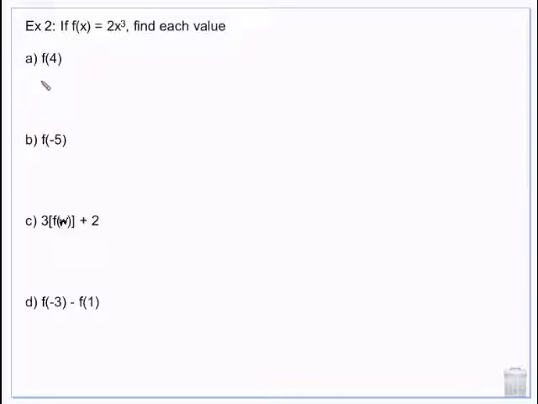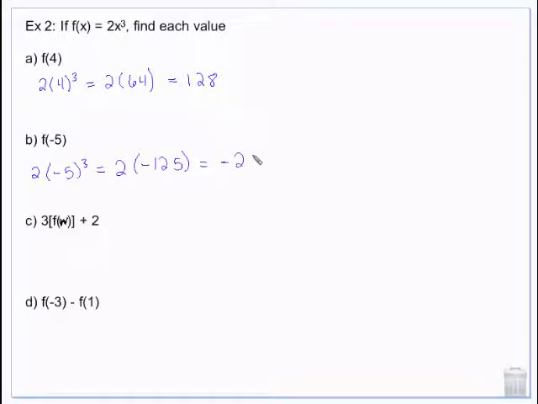So, replacing it with a 4, 2x to the third becomes 2 times 4 to the third, which is 2 times 64. 4 times 4 is 16, times 4 is 64, in case anybody wants to know where I got that. So 128. Then 2 times negative 5 to the third. Negative 5 times negative 5 is positive 25, times negative 5 is negative 125. So that's going to give me negative 250.